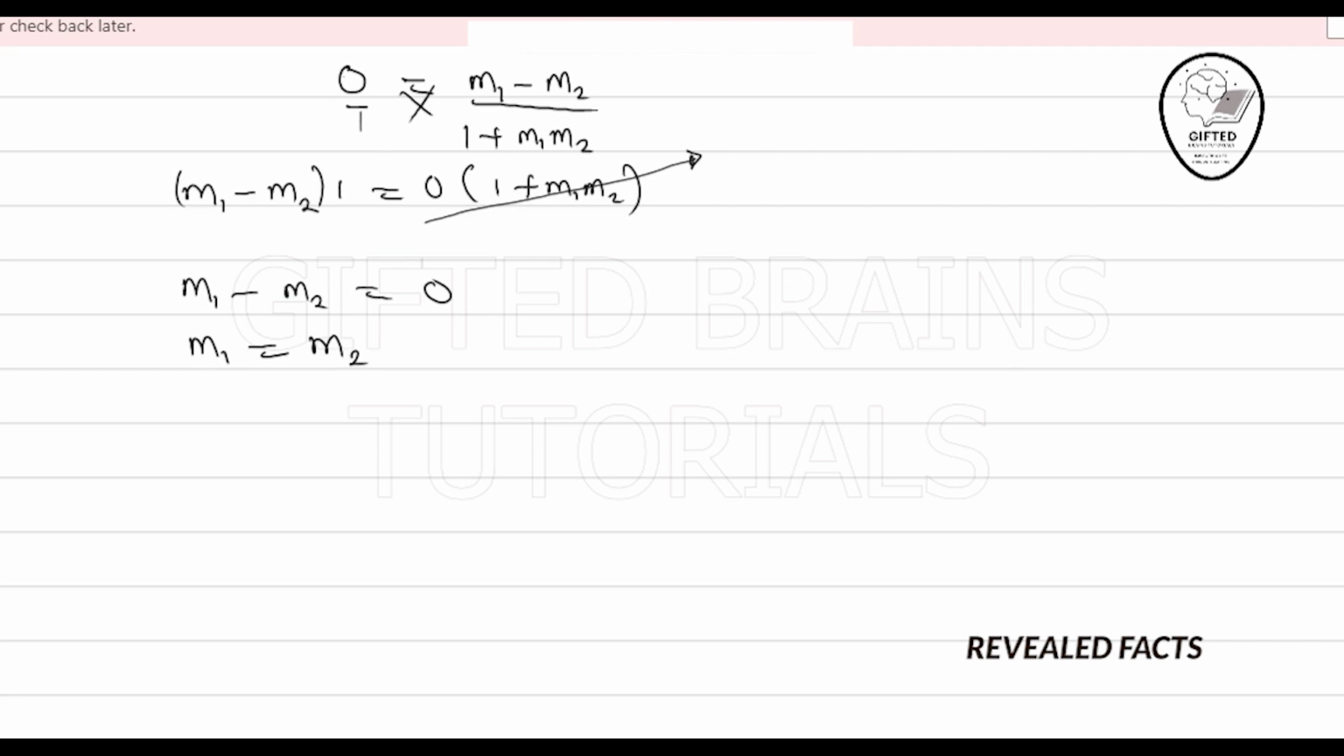So I've been able to answer our question. This m1 equal to m2 means that the gradient of the first line is equal to the gradient of the second line.